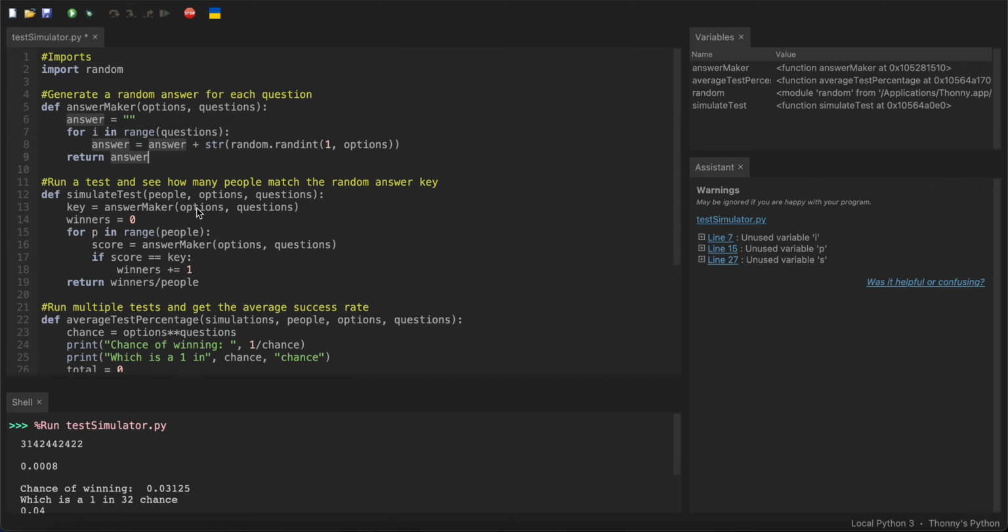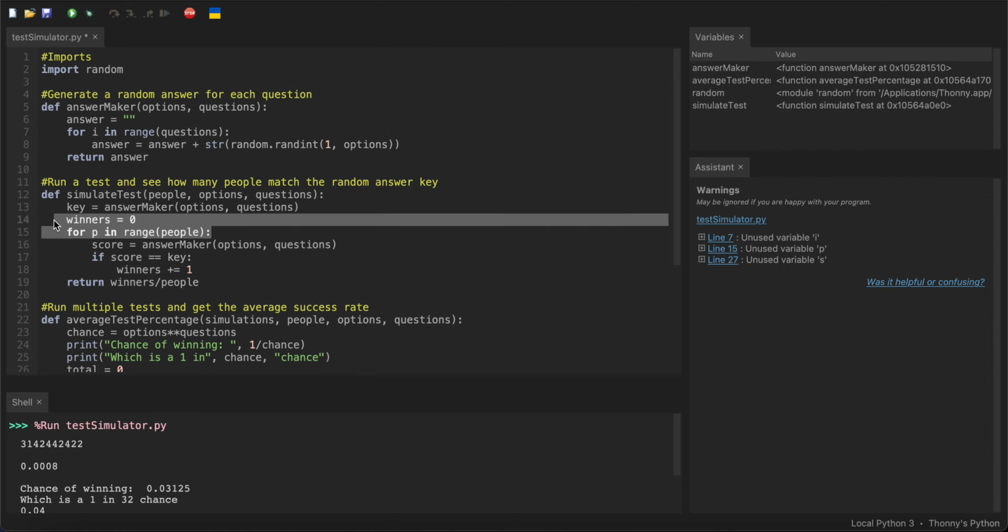So this second function is to simulate a single test. The only difference in the parameters is that we can now have multiple people. First, we need to make an answer key. So we generate one specific answer randomly and assign it to this key variable. And then we're going to start counting up the number of winners.